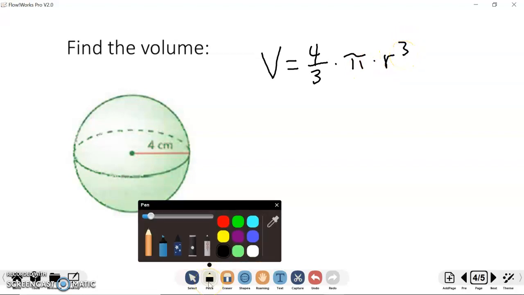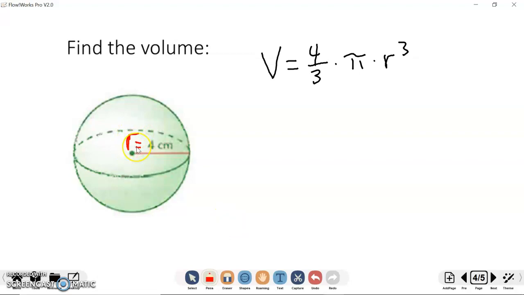We're going to substitute in our radius. It's going to be 4 to the third power times pi times 4/3. That's all going to equal our volume. So 4 to the third power is 4 times 4 times 4. 4 times 4 is 16. 16 times 4 is going to be 64.